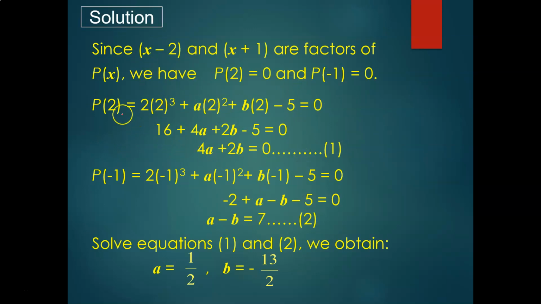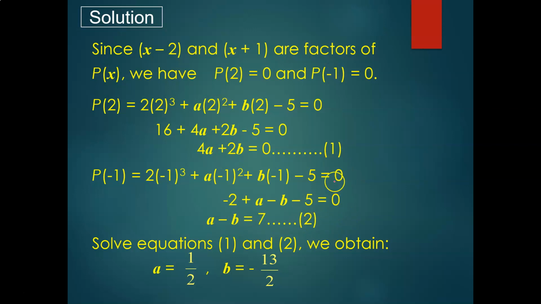Okay. So for the first one, I'm going to substitute x equal to 2 into the polynomial. And since it's already mentioned that these two terms are factors, the remainder must be 0. So when you substitute and rearrange, you get this first equation. And then we substitute the second factor, which is x equal to negative 1, into the polynomial. It's also a factor, so you have 0 at the back over here. Again, you rearrange, and you will get the second equation.